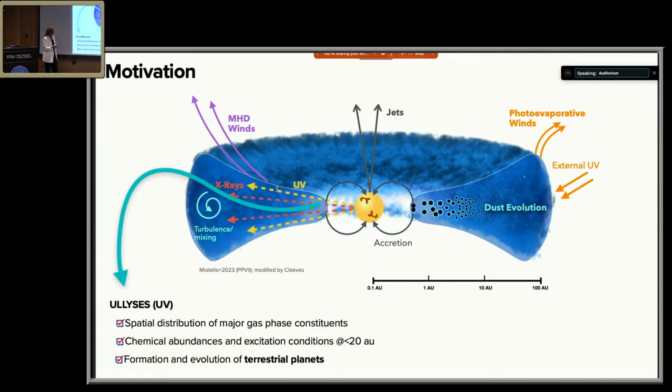So we know that from the ULLYSES sample in the UV, we can have a very good understanding of the chemical part, the molecular part in the inner disk, as we were seeing from these last couple of days. And Nicole also talked a lot about the spatial distribution of the major gas phase constituents thanks to this part of the UV spectrum. We also have chemical abundances and excitation in this really inner part of the disk where planets form, so it's very important to also know about this.